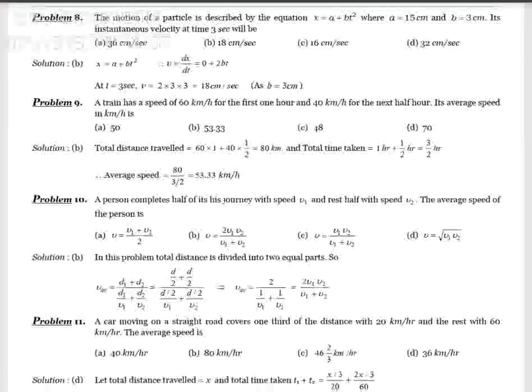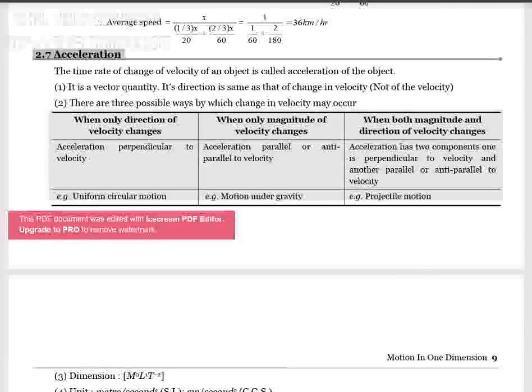There are so many. Do it. The other thing is acceleration. When we see acceleration, we will see two kinds, instantaneous and average acceleration. The time rate of change of velocity of an object is called the acceleration of the object, and acceleration is a vector quantity. There are three possible ways by which change in velocity occurs. The first is when only the direction of the velocity changes, the second is when only the magnitude changes, and the third is when both the direction and the magnitude change.